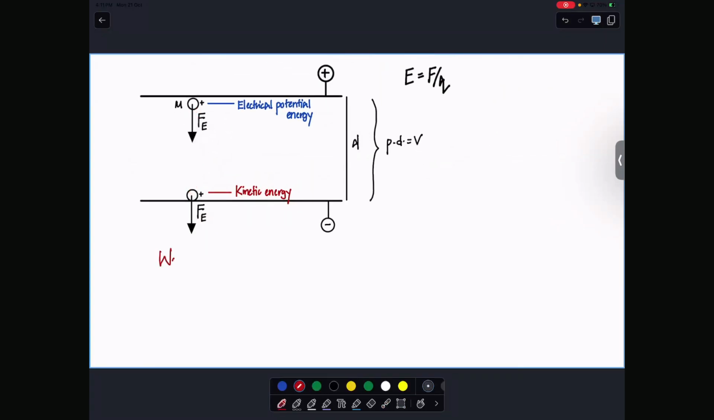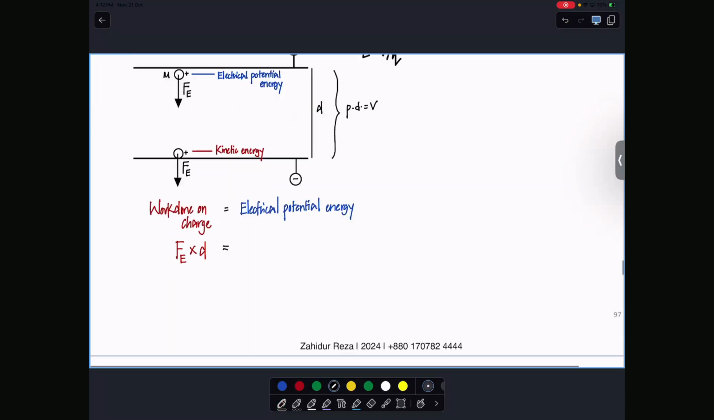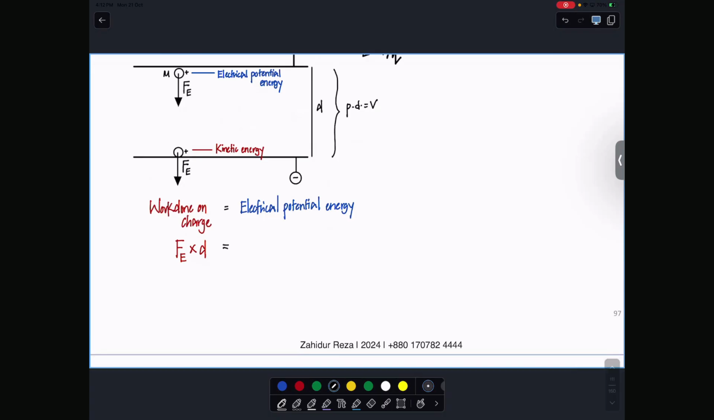The work done on the charge must be equal to what? The electrical potential energy stored, because that is what the work has been converted into. Now, can you tell me what the formula for work done should be here? Yes, the electrostatic force times the distance traveled should be equal to the electrical potential energy. This you should know. It's a charge which is Q, by the way.